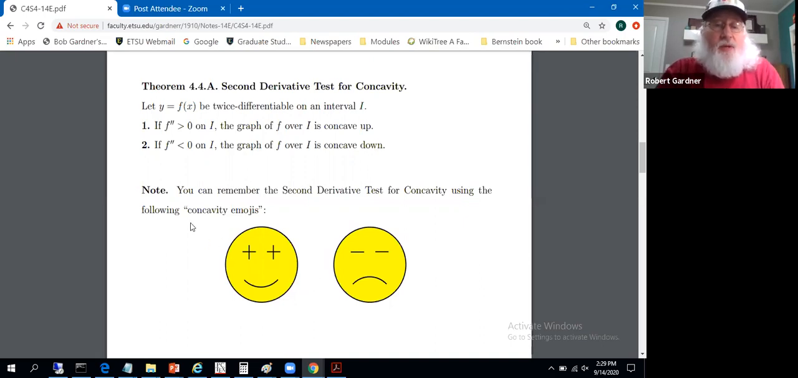My patent pending concavity emojis tell you you're looking at a second derivative. There's two of these: positive, smiley face. This is concave up. Second derivative negative, concave down. So two plus or minus signs for the second derivative, and a little smiley or frowny face indicating the type of concavity.